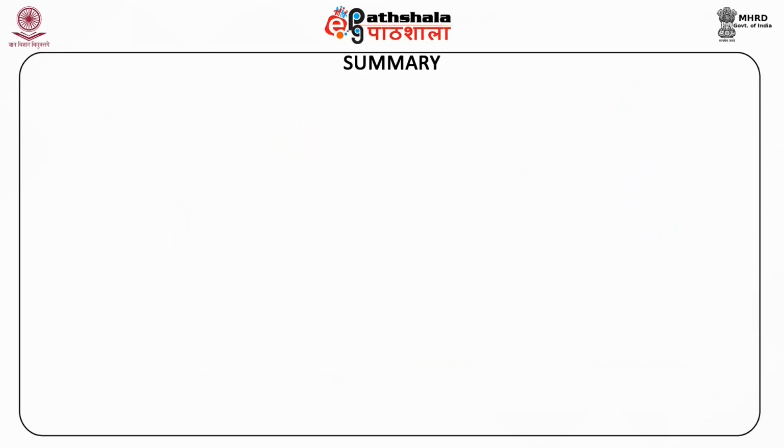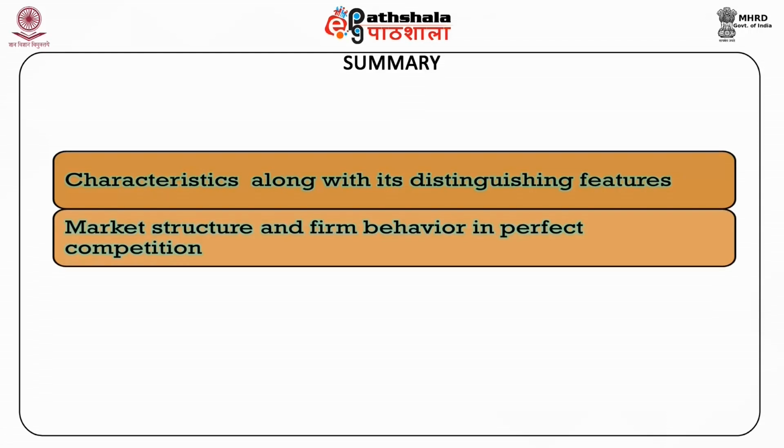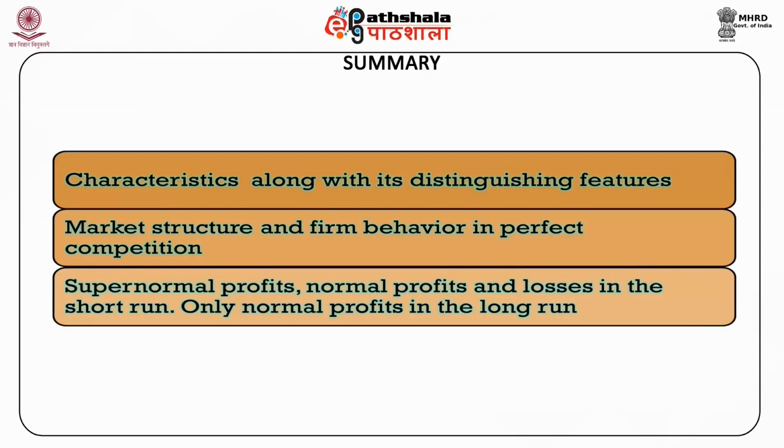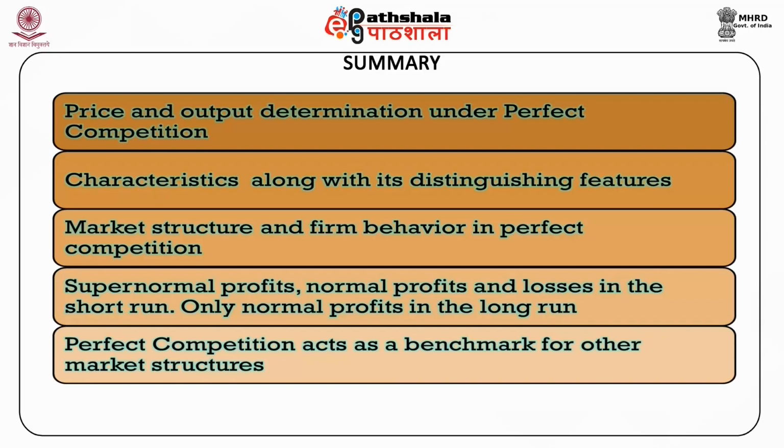This module would have helped you in understanding the concept of perfect competition and its various characteristics. We have learned about the structure of the market in case of perfect competition as well as the behavior of firms in this market. This helps in distinguishing perfect competition from other market structures. You would also be able to analyze the different profit levels of the firm in the long run and short run, along with price and output determination under this market structure. Perfect competition attains long-run equilibrium at normal profits, and this feature sometimes makes it unrealistic.